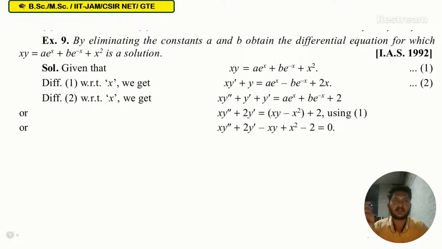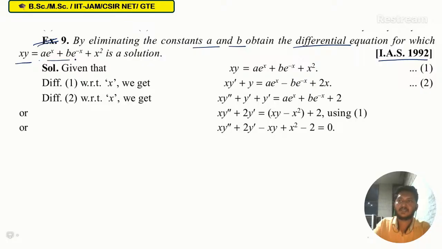Okay. Now next part is the next question like this, which I already asked in 1992. By eliminating the constants a and b, obtain the differential equation for which xy equal to e to the power x plus b e to the power minus x plus x square is a solution. So first of all, you differentiate with respect to x, and here is the xy now. Then when you differentiate this, you get equation number 2. The last step is like this, so try it at home.